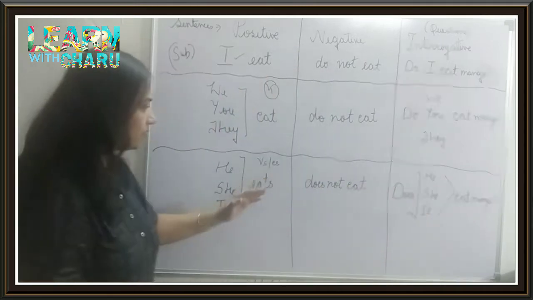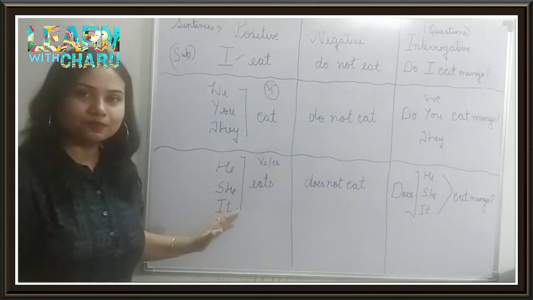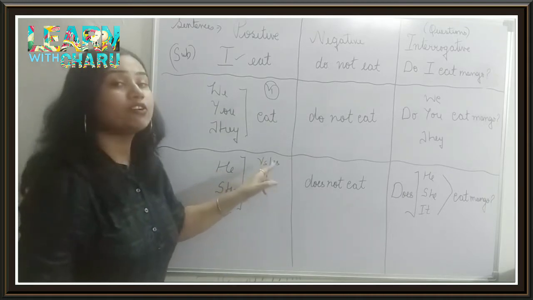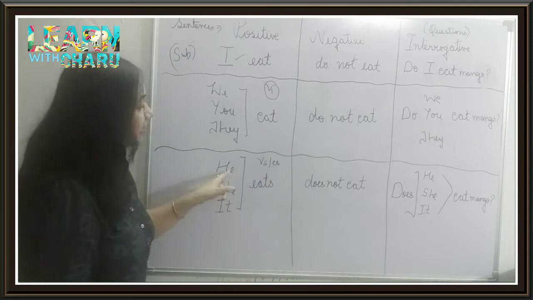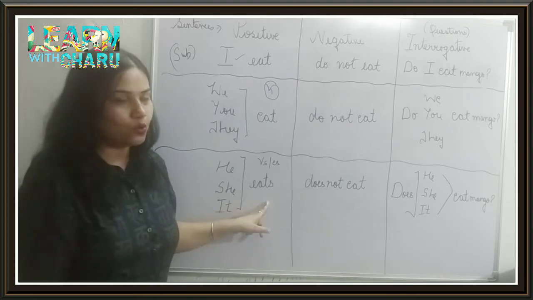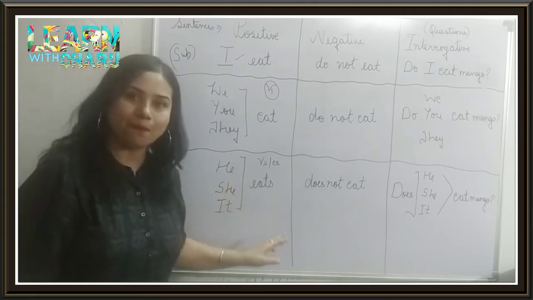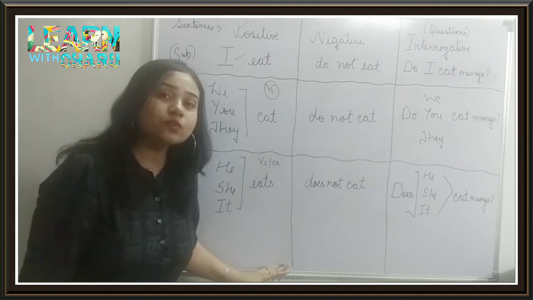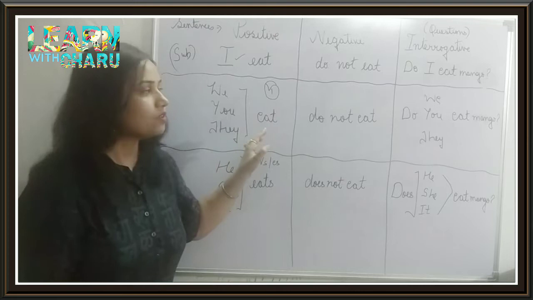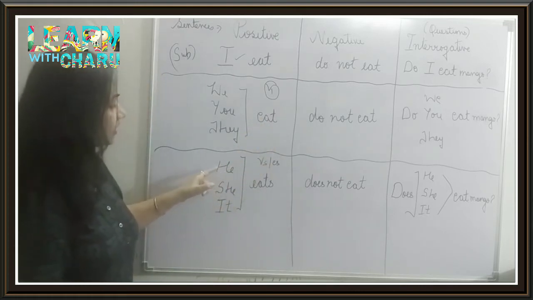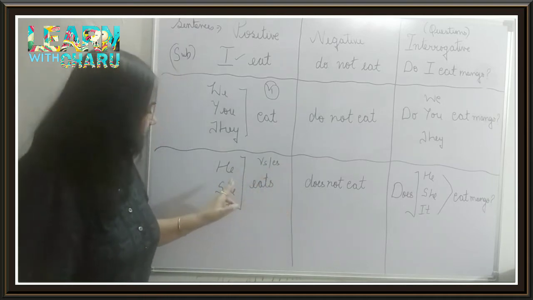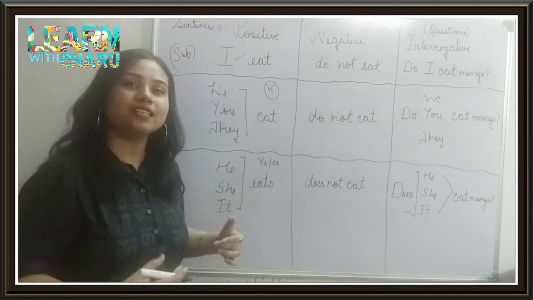Right? Now come to the third part. He, she, it. Okay, with he, she, it, what do we use? S or es. For example, he eats mango, she eats mango, it eats mango. Do you understand? It means what? With I, we, you, they, only verb first form I have used, only eat. But here with he, she, it, what have I used? S or es. He eats mango, she eats mango, it eats mango.